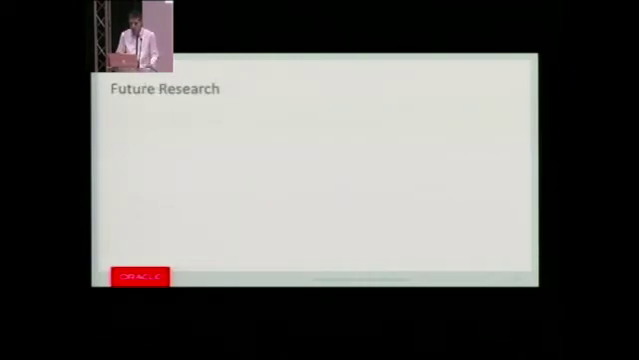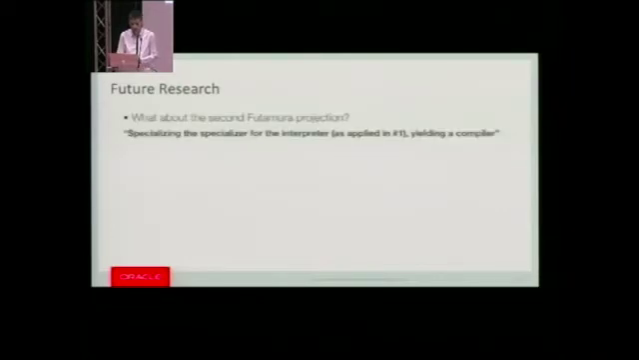Future research: we have now addressed the first Futamura projection. What about the second Futamura projection, which is specializing the specializer for the interpreter as applied in the first projection and yielding a compiler? This is interesting because we're already going a little bit in that direction. Once we can specialize the specializer for a specific interpreter, we might be faster in our compilation process. You speed up your compiler this way.